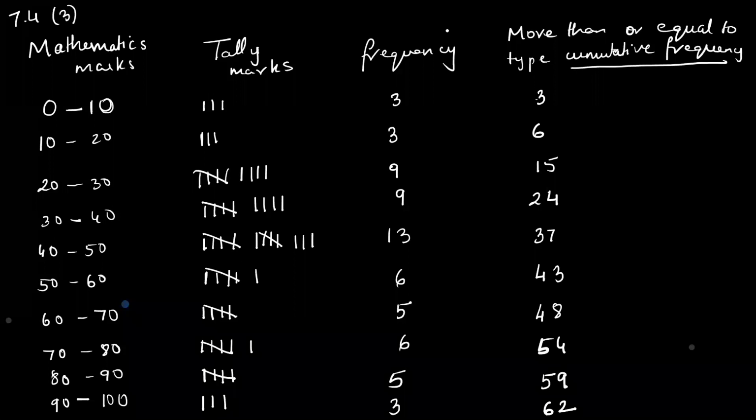Do you know what these 3, 3, 9, 9, what does this mean? Do you understand these values? Sir, frequency. Yeah, but according to the sum, what are these? Who are these 3 students? Sir, who have scored marks in 0 to 10. Correct. Who are these 13 people? Who have scored marks in between 40 to 50.